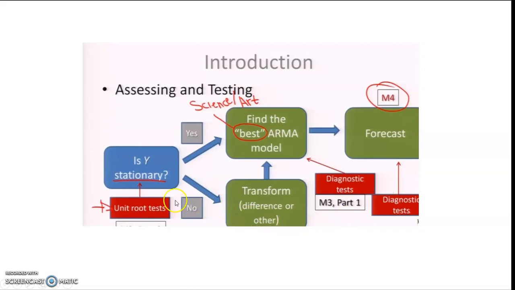On the other hand, if the y series is not stationary, then we may transform the data, and one of the methods is to use the unit root test, and we have different unit root tests like the augmented Dickey-Fuller test, Phillips-Perron test, and there are some other tests as well.